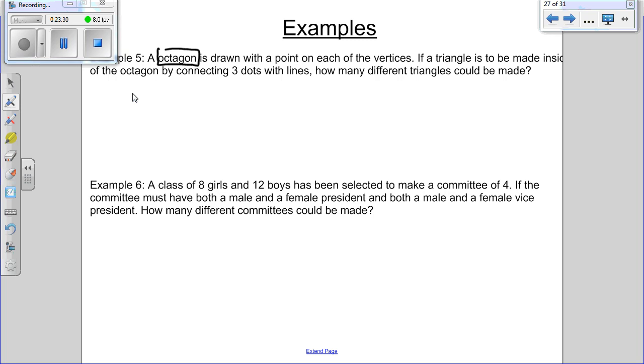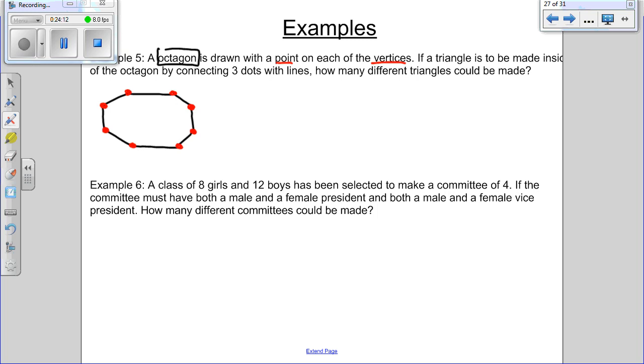Okay. I usually do my octagons like this. So they'll always draw a picture with 8 sides to show you what an octagon looks like, because they can't assume you know. And it says, has a point on each vertice. That means each corner has a little dot.